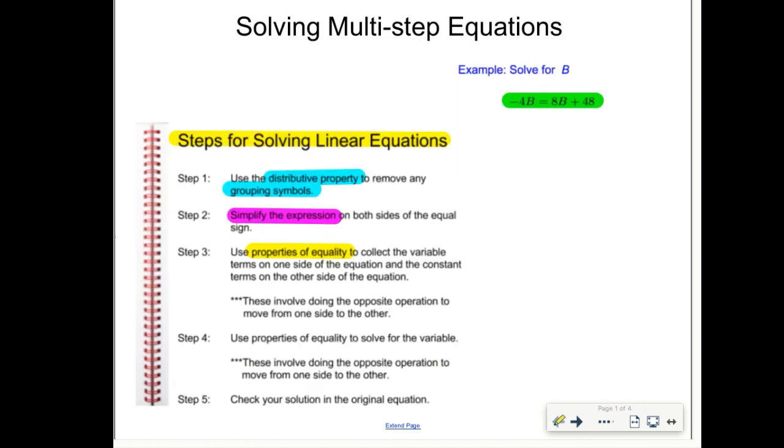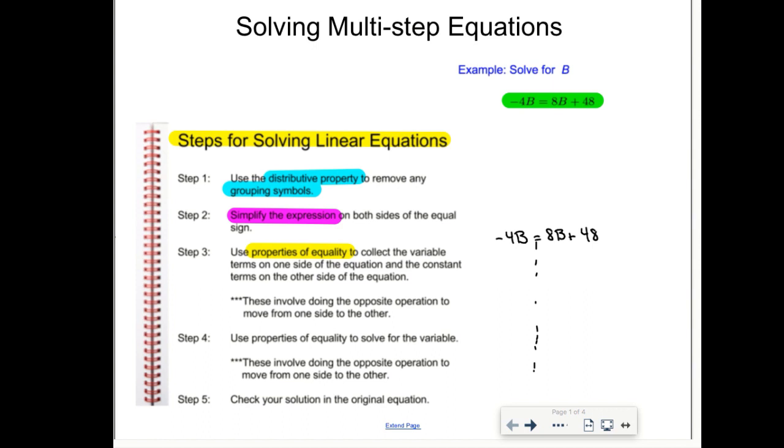So coming back to this example, we do have a variable on both sides. It needs to move. I'm going to go ahead and rewrite this problem down near step 3. Negative 4b is equal to 8b plus 48. That's our problem. So I'm going to go ahead and put my little dotted line like I have been doing so that I know when I move across that dotted line, you have to do the opposite operation.